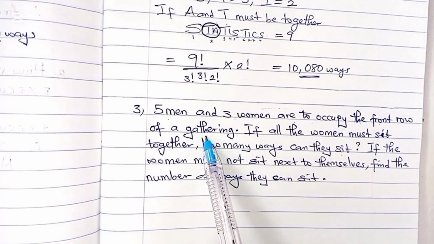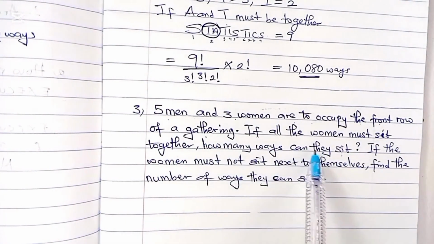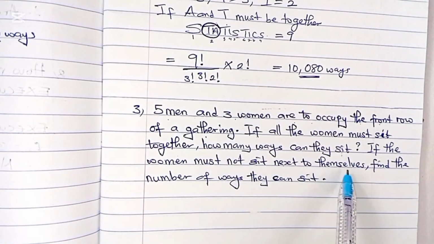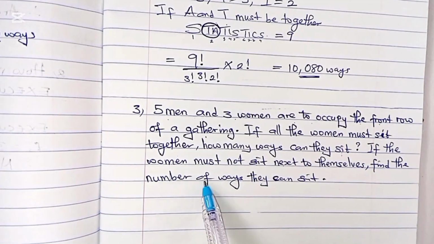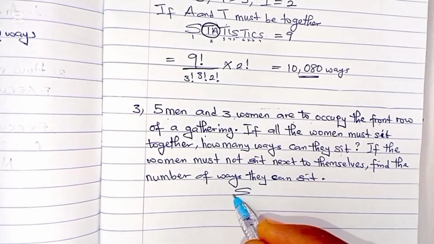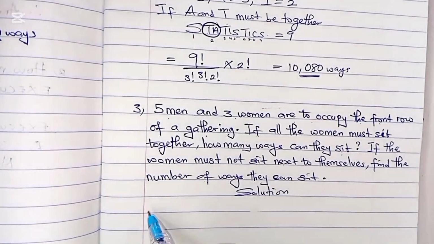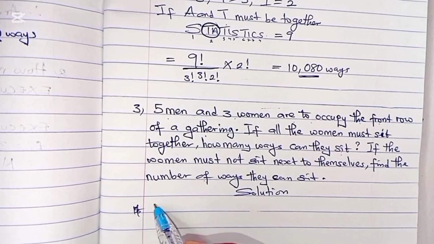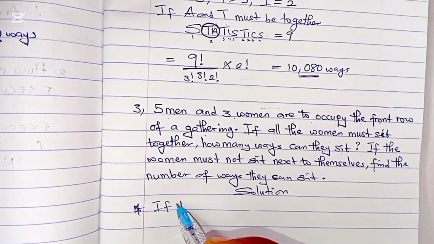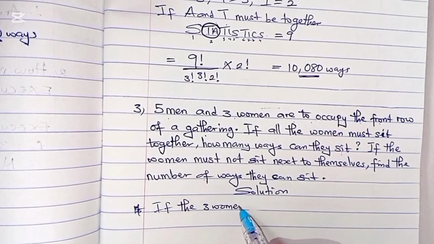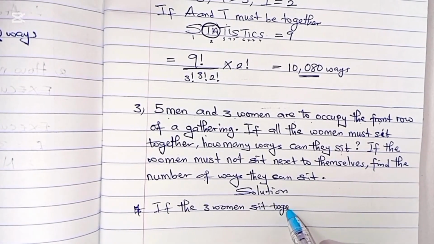Moving to the next example, 5 men and 3 women are to occupy the front row in a gathering. The first condition is that the women must sit together. The second condition is that the women must sit separately. Now let's see if the women must sit together.